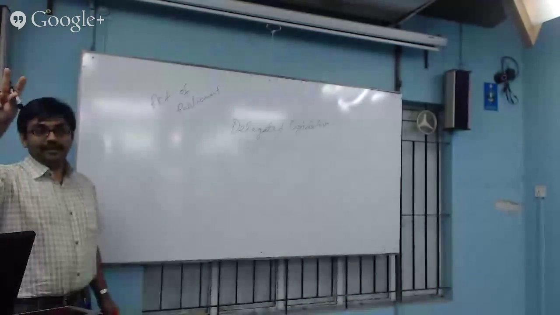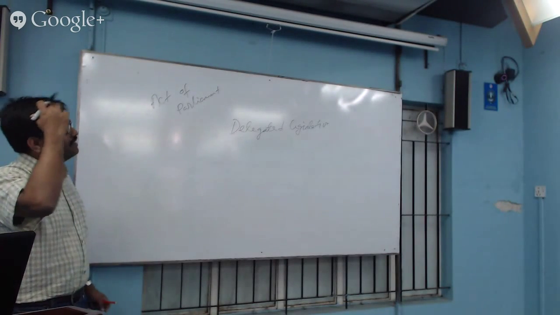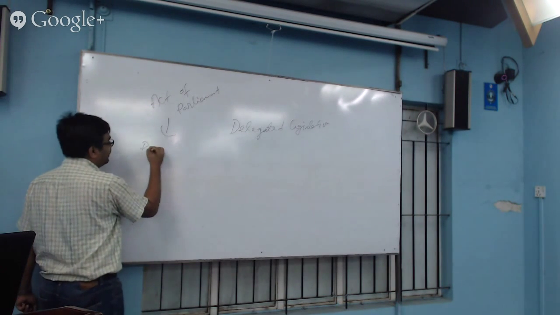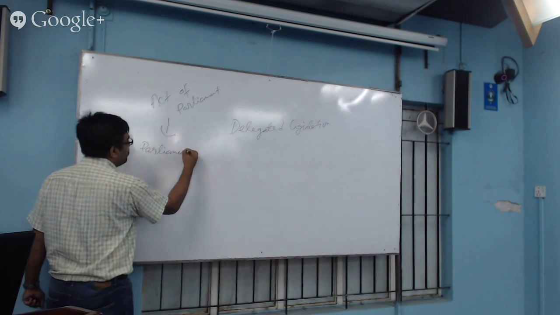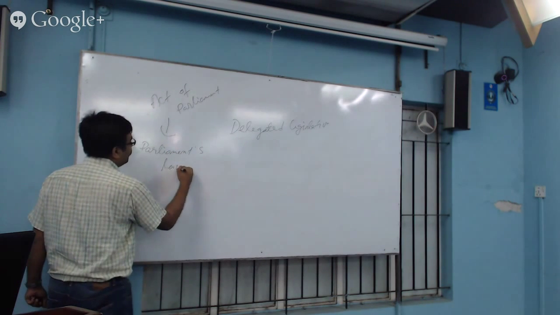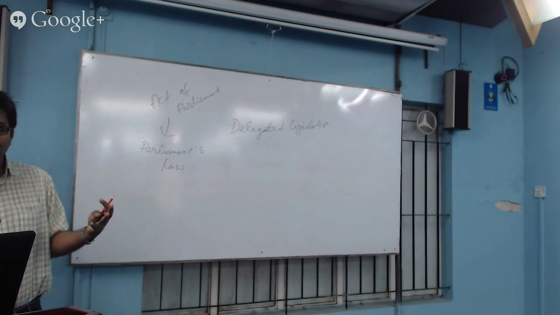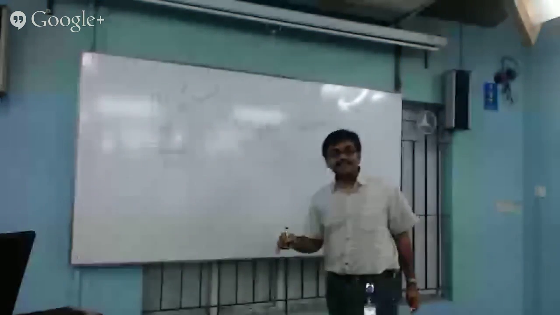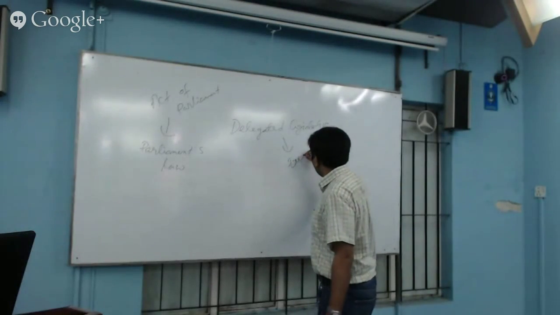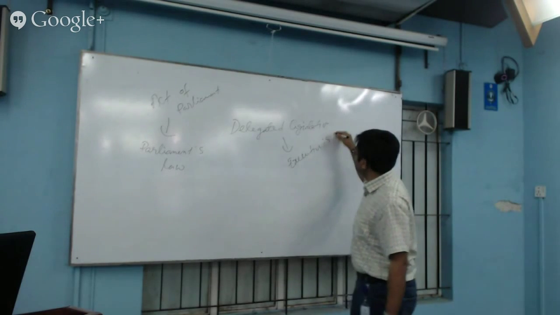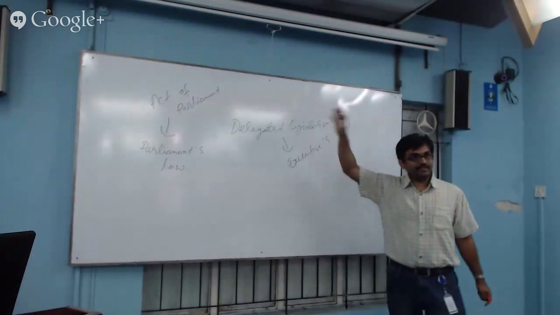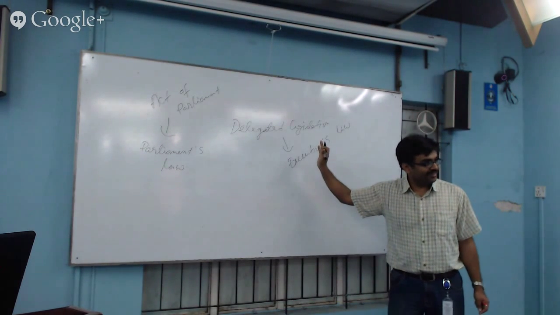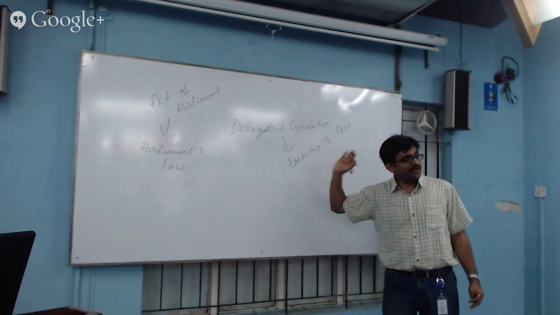Guys, the next two questions. One is delegated legislation, one is Act of Parliament, right? Now, can we call an Act of Parliament, in a very layman's term, Parliament's law? And delegated legislation, as it is made by the executive, can we call it the executive's law? As it is made by the Parliament, it is Parliament's law. As it is made by the executive, it is the executive's law. Very simply, we can do that, right?